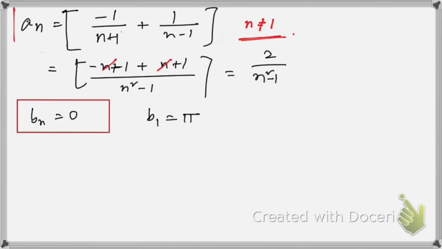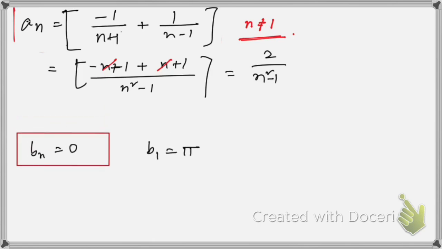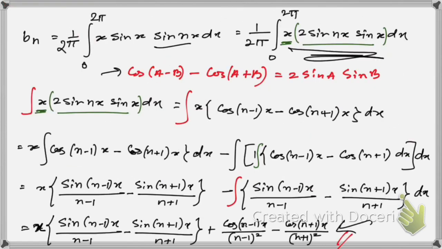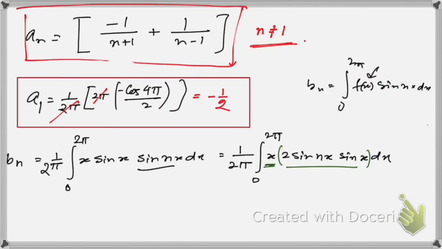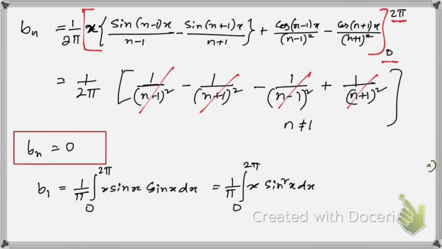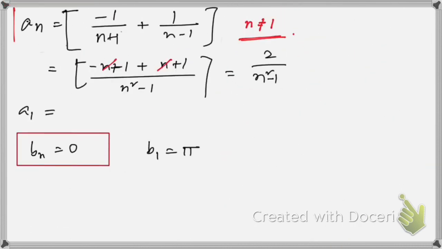What was the value of a1? So let me write this too here. Let me go to previous slides. Okay, so this is the value of a1, that is minus half. So we have got a1 is equal to minus half. Okay, so let us use these values in equation number 1.